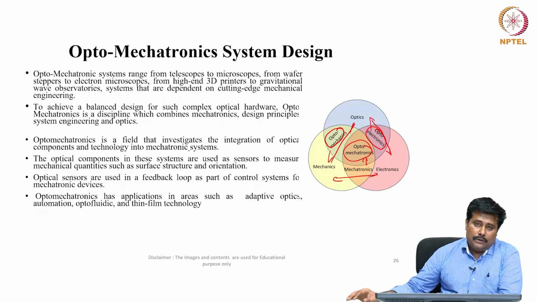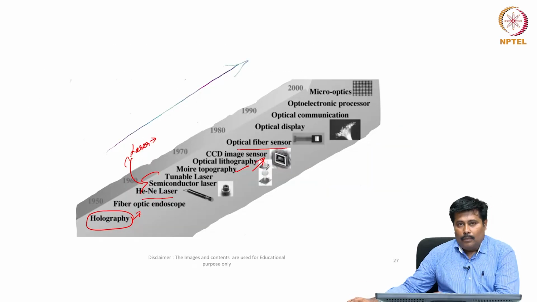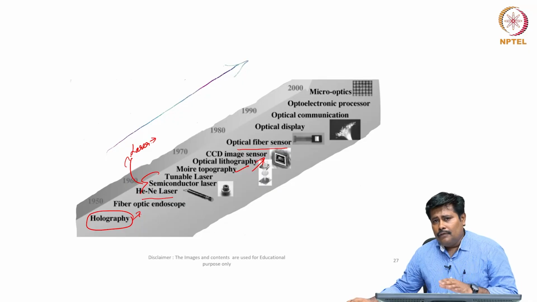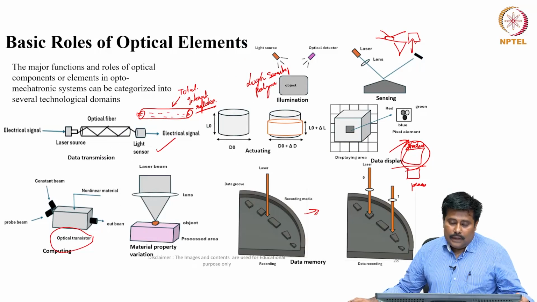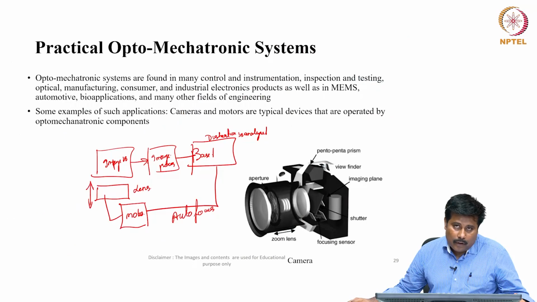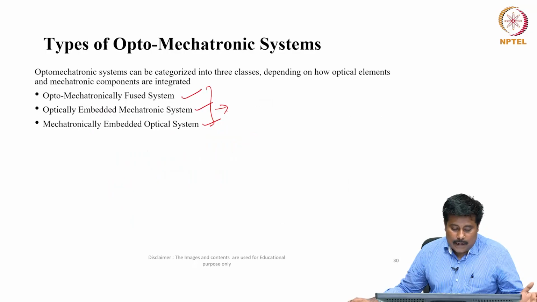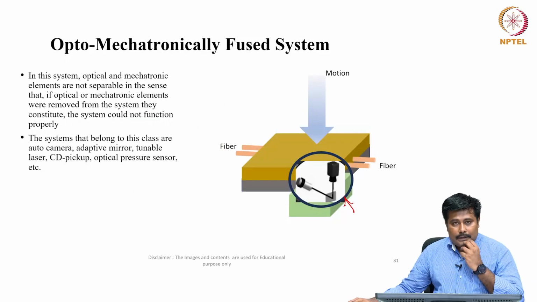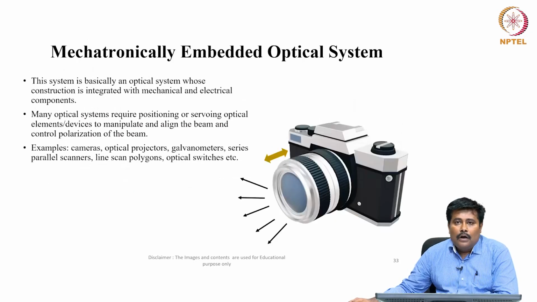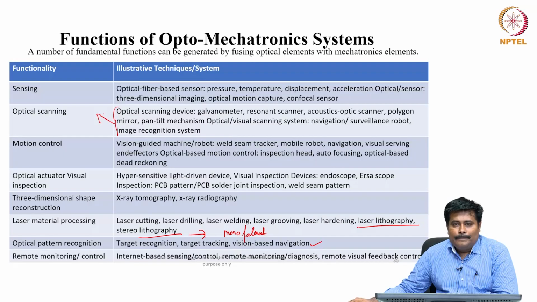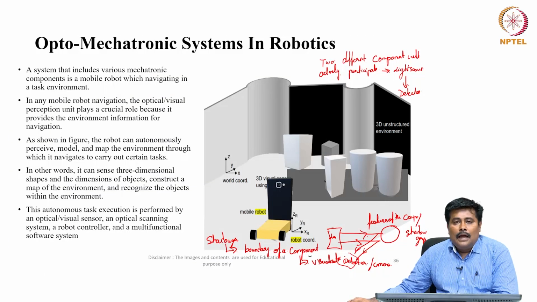We had a discussion about optomechatronic system design, the overall evolution of optomechatronic system design, what the different elements of optomechatronic system design are, how these designs are classified and how they are effectively used for micromechanical applications. So, these are the list of functions of different optomechatronic systems and their applications, and how optomechatronic systems are deployed in robotics.